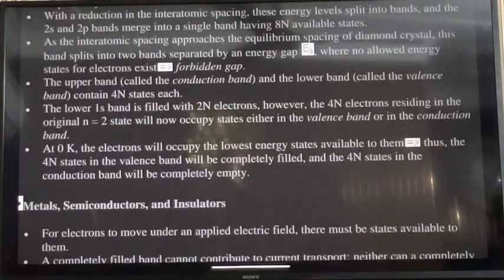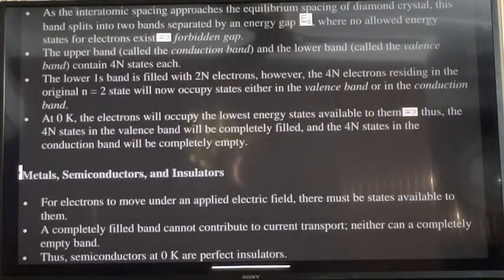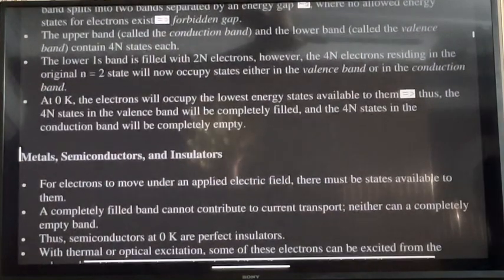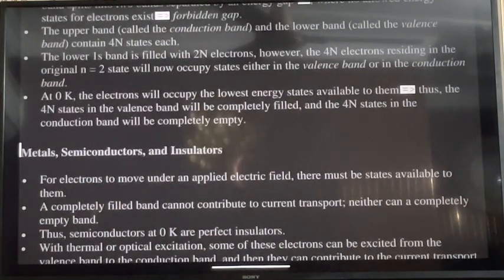Now, the lower valence state is filled with 2n electrons. However, the 4n electrons residing in the original n is equal to 2 state will now occupy states either in the valence band or in the conduction band. So, the 2n states, the 1s band with the 2n electrons, remain untouched. The 1s band we have not shown in the diagram, but even if it was shown, we would see that it is a constant state because bonding does not affect the one shell.